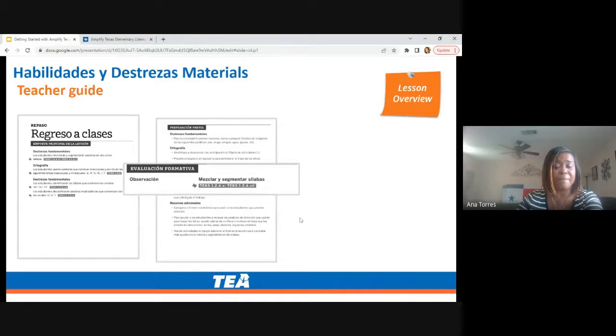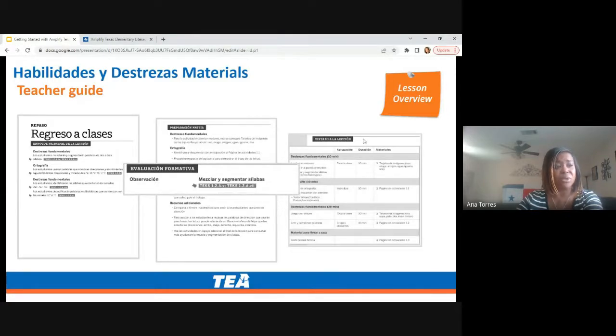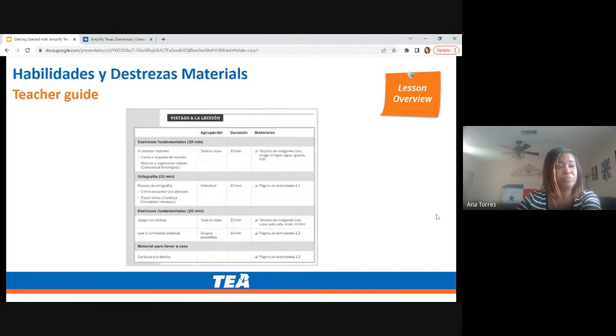What you'll also see embedded is what's called vistazo a la lección, which is your lesson at a glance. And this lesson at a glance outlines the activities for each lesson. As you look at these arrows, it also, again, gives you what the specific components of that particular lesson will be. Let's dive a little bit deeper into the vistazo a la lección, that lesson at a glance, which is a super neat resource to have right at your fingertips.